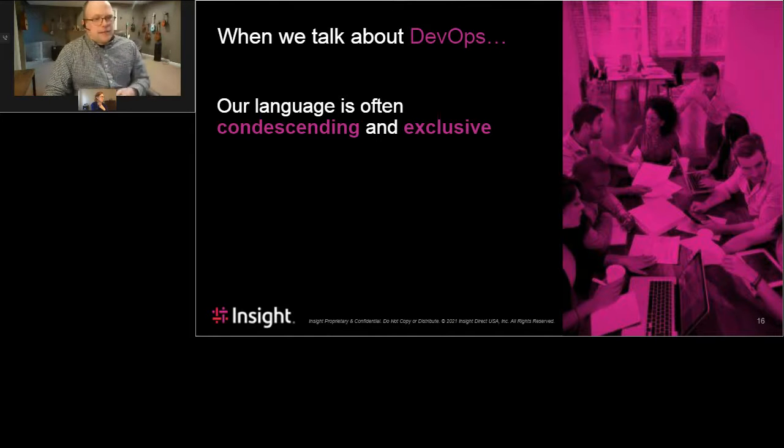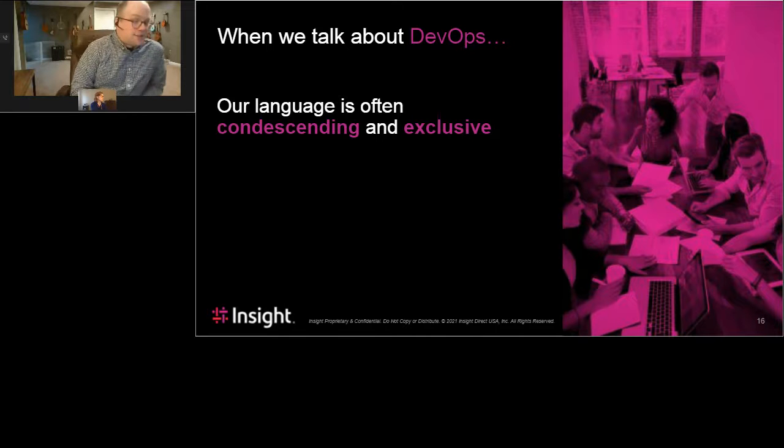And then finally, when we talk about DevOps, our language is often condescending and exclusive. So this is a simpler way of saying what I said over the past 2 points. But you'll hear a lot of people saying that we do DevOps and they don't, or our organization will never be able to do DevOps, or their organization will never be able to do DevOps.